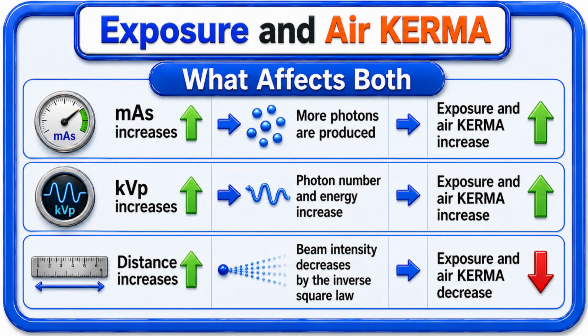Air KERMA is also affected by the same general factors that affect exposure. If mAs increases, more photons are produced. More photons can transfer more energy to charged particles in the air. Therefore, air KERMA increases. Likewise, if kVp increases and all other factors remain unchanged, the number and energy of photons increase. What happens to air KERMA? It also increases. Lastly, if distance increases, beam intensity decreases according to the inverse square law, which means less energy is transferred within the measured mass of air, resulting in a decrease in air KERMA.